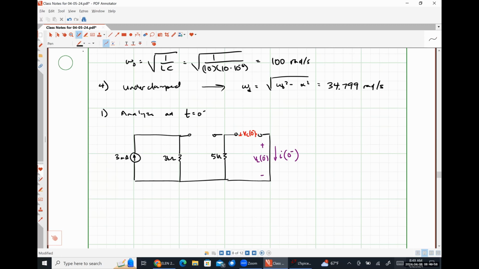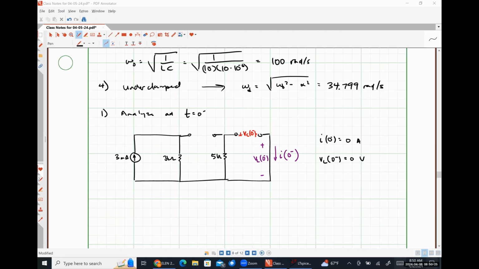What can we easily say here? I of 0 minus is 0 amps. I agree with that wholeheartedly. No current can flow through the open circuit. So VL of 0 is definitely 0 volts, because it's the voltage drop across the short circuit.